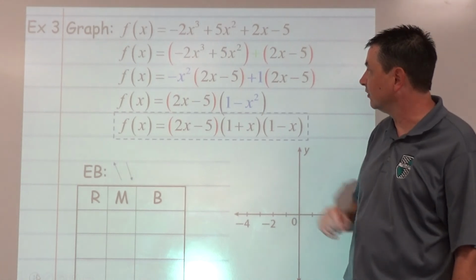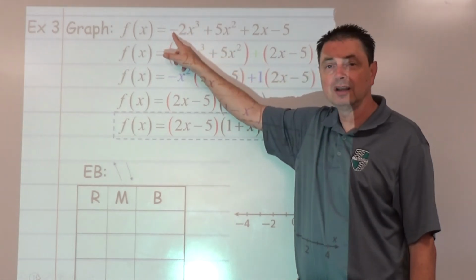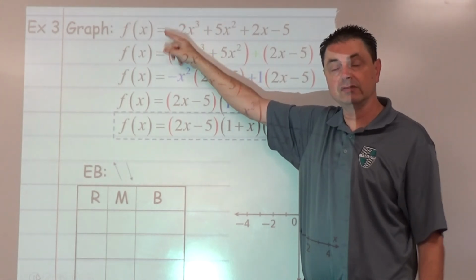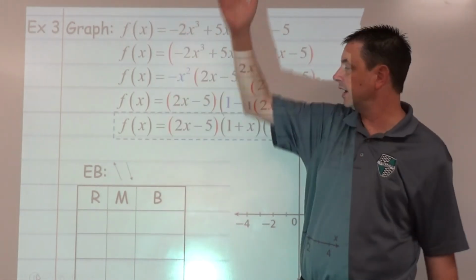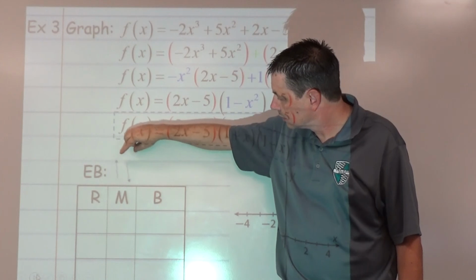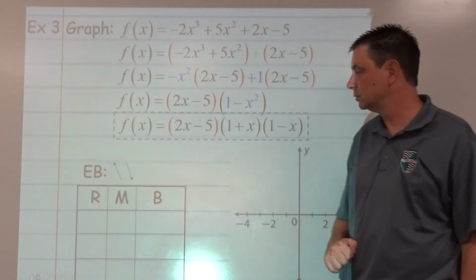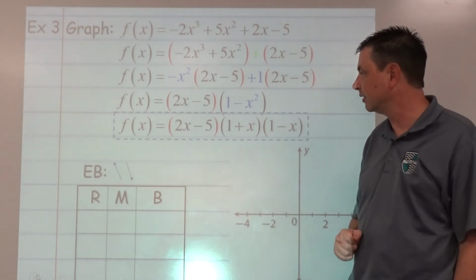So our end behavior, remember back here, A is negative 2. It's negative, so we've got a flip of our end behavior. It's going to start high and end low. That's going to be our end behavior.